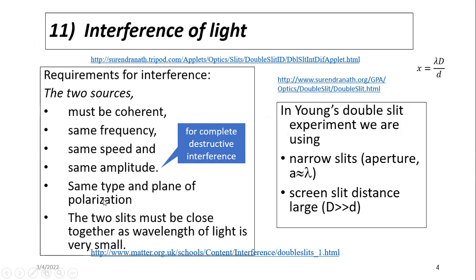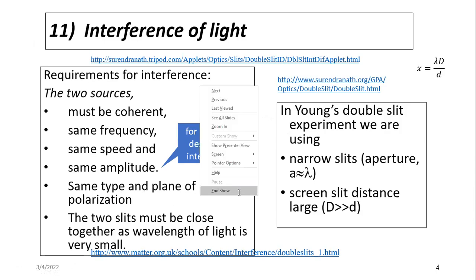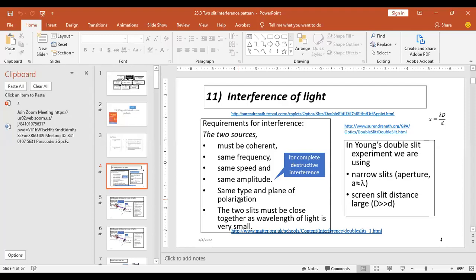Now any comment? Same type. So what do you mean by same type and plane of polarization? Same type means sound and sound, light and light. You cannot have light and sound interfering together. Plane of polarization means that if one of them is vibrating up, the other must also be vibrating up, not one vibrating up and one vibrating horizontally. We will come to that when we study polarization.